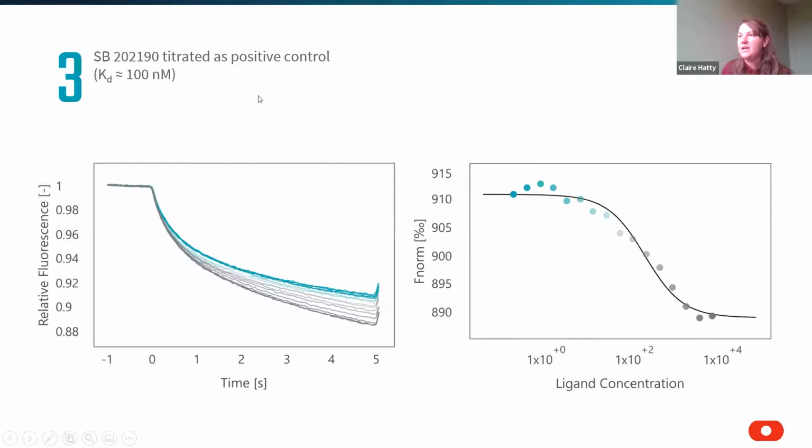Here is the titration of the positive control ligand. Again, we do a serial dilution dose response and measure the KD. There's a KD of 100 nanomolar for this positive control, and it's got a nice signal amplitude, nice signal to noise. So we know that it's fine to proceed with the full single dose screen.